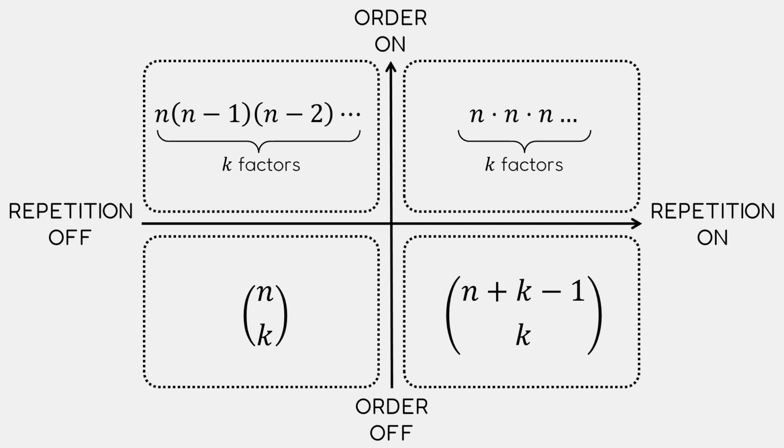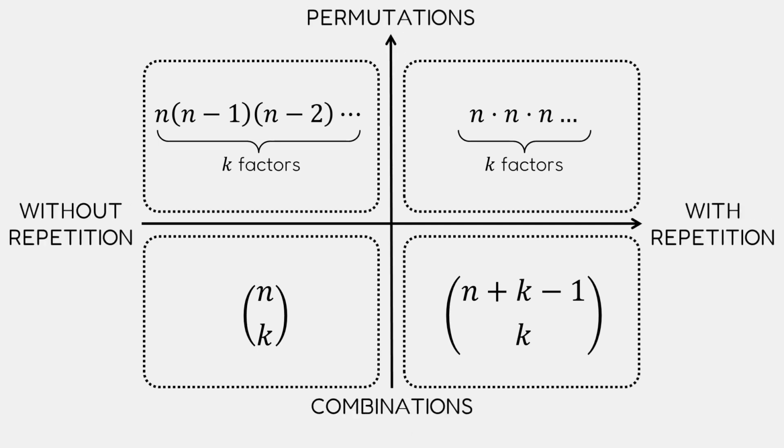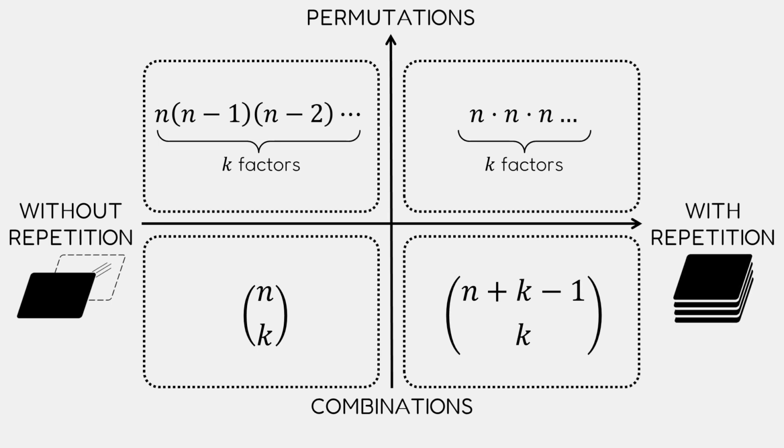Regarding the common terminology in combinatorics, selections where the order matters, the top quadrants, are called permutations, while selections where the order doesn't matter, the bottom quadrants, are called combinations. So we have permutations without repetition, also just called permutations, and permutations with repetition, along with combinations without repetition, also just called combinations, and combinations with repetition.